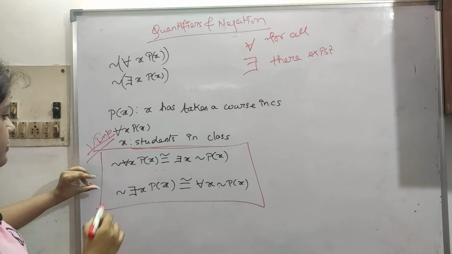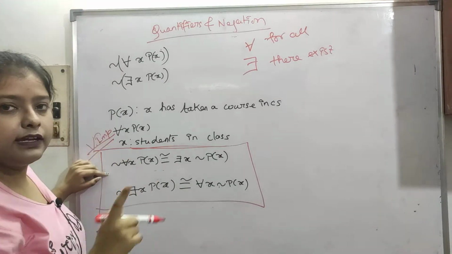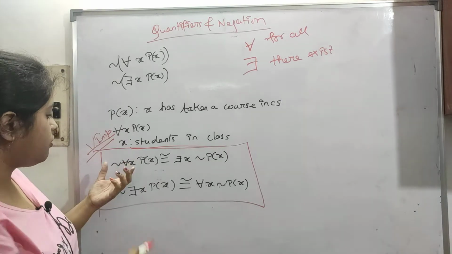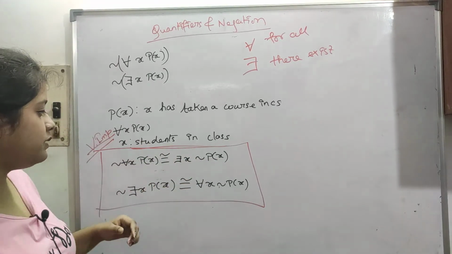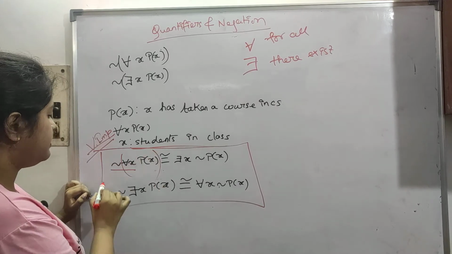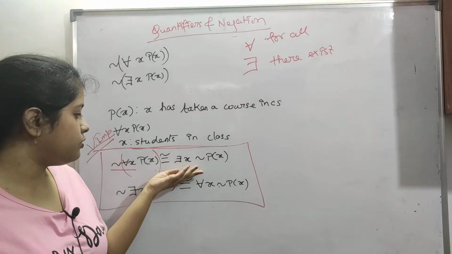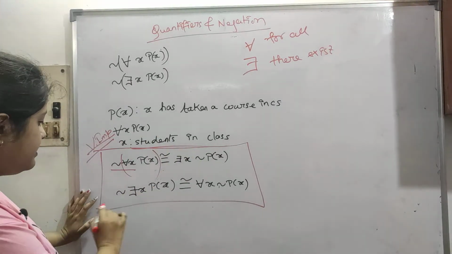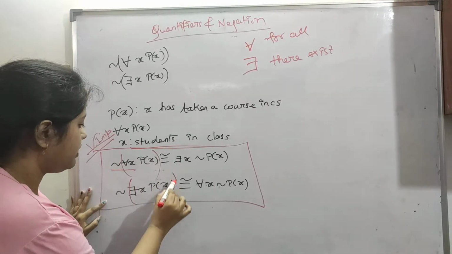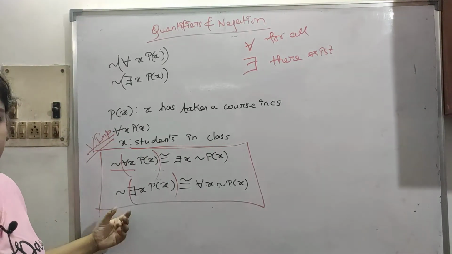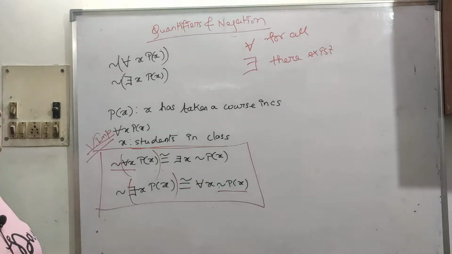So let's say we have for all x px. Now if we apply a negation to this, what does negation do? Negation changes for all to there exists, and the negation goes inside, so px is turned into negation of px. So the negation of the whole thing becomes there exists x, negation of px. Similarly, if we apply negation to there exists x px, with the negation outside, it changes to for all, and the negation goes inside, giving negation of px. Okay, so these are some important terminologies.